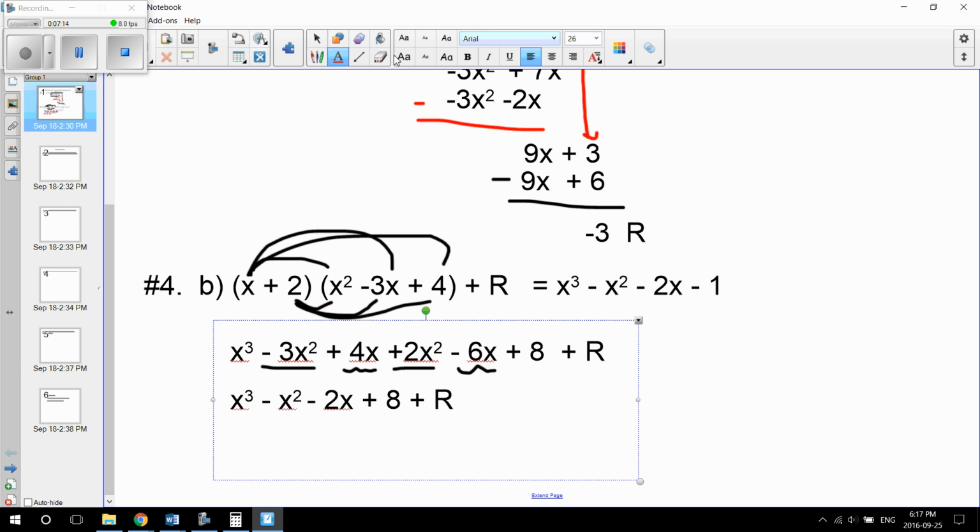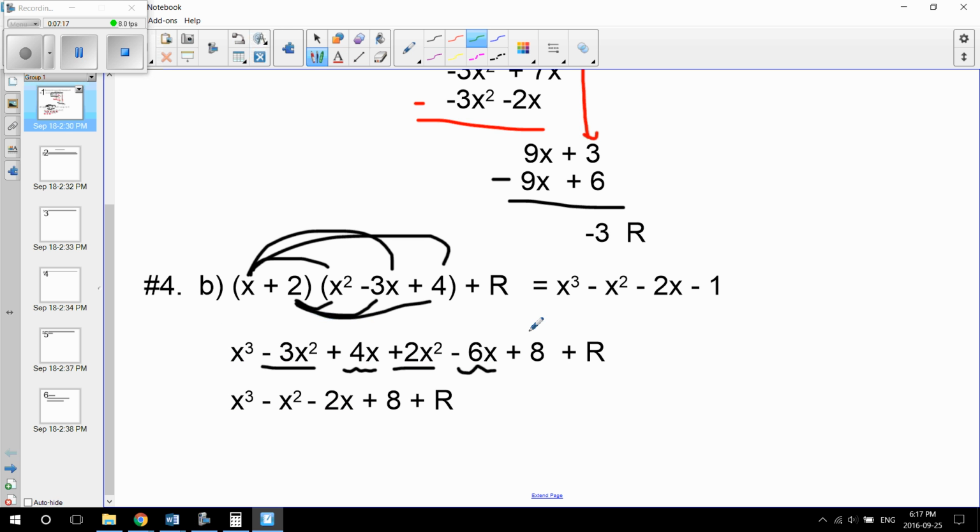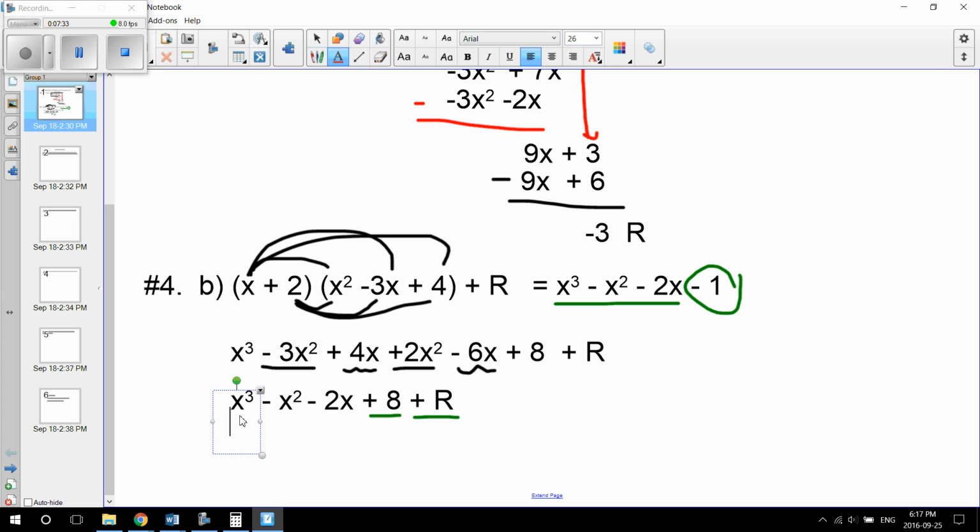Now let's look at the answer that we're trying to get it to look like. So far it's looking good. We have the x cubed, the minus x squared, and the minus 2x. The only thing we need left is this minus 1 piece here. So we need to look at the number, the plus 8, and our plus remainder to decide what that remainder needs to be for that to work out to be a minus 1.